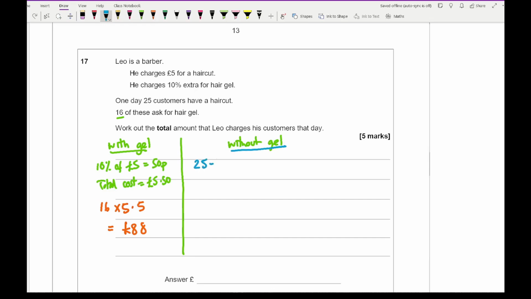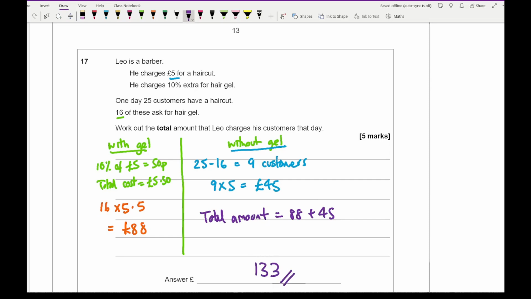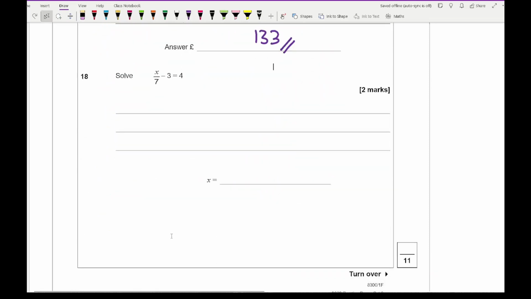Then if I do the same without gel, well, the number of people is going to be 25 minus 16, which is 9, so 9 customers, and they'll be paying £5 each, so it's 9 times 5, which is £45 rather. And then what I then need to do is work out the total amount, which is going to be 88 plus 45, which gives me a grand total of £133.